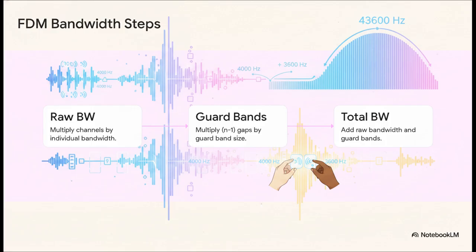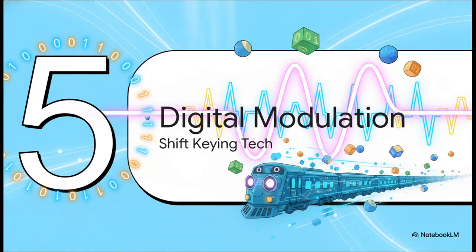So, step 1, 10 times 4,000 is 40,000 Hz. Step 2, 9 gaps times 400 is 3,600 Hz. Add them up, and your total is 43,600 Hz. Whatever you do, do not fall for the trap of multiplying the guard band by 10. Finally, Section 5, Digital Modulation.